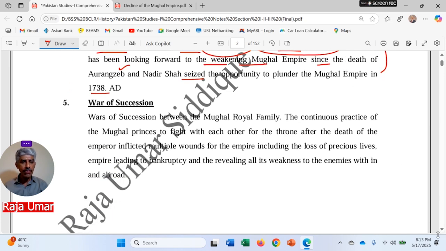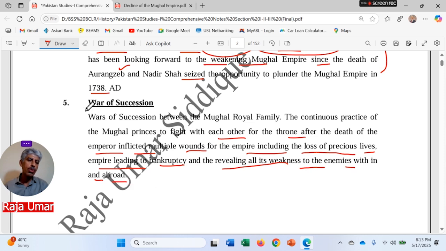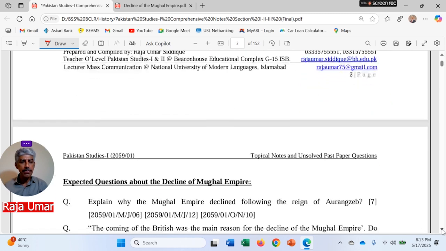War of Succession. Wars of succession between the Mughal royal family, the continuous practice of the Mughal princes to fight with each other for the throne after the death of the emperor, inflicted multiple wounds on the empire, including the loss of precious lives, leading to bankruptcy and revealing all its weaknesses to the enemies within and abroad. So everyone was looking around at what was happening, that the princes were fighting with one another, splitting the armies among themselves, and that led to the weakening of the whole empire.